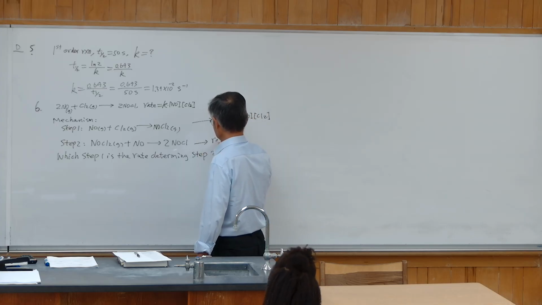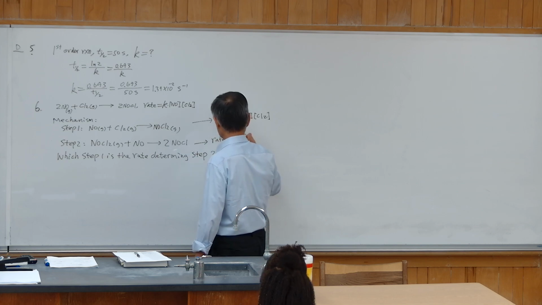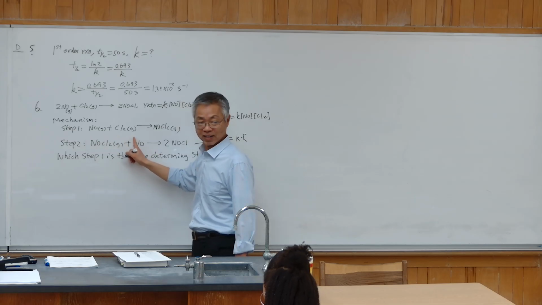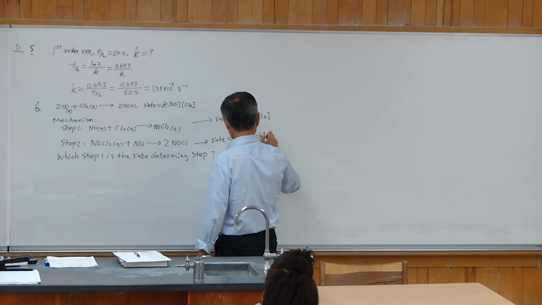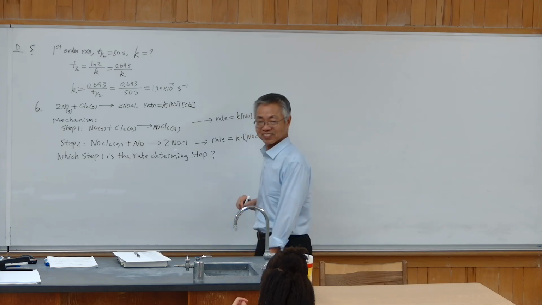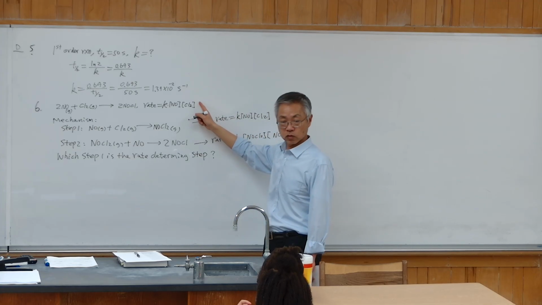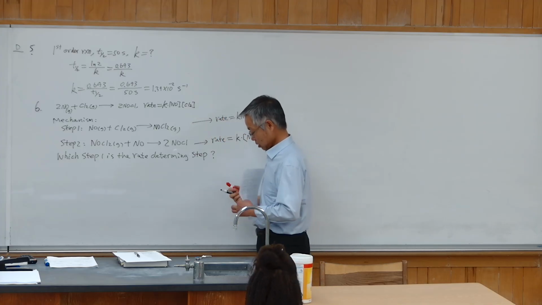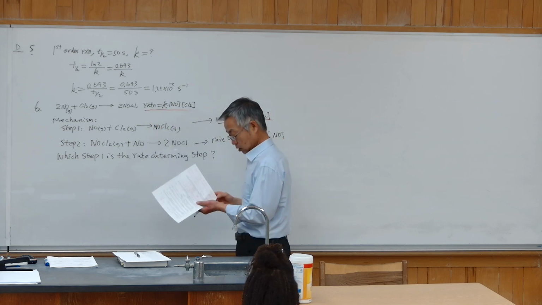What is the rate for step 2? K2. Again, both are 1, right? So both are first order, just concentrations. Both 1, right? Then which of these is the same as the overall rate law? Clearly step 1, right? Step 1 gives the same rate law as the overall reaction.